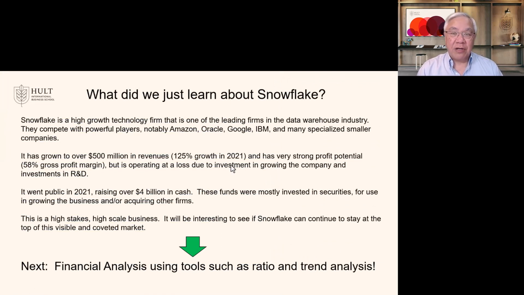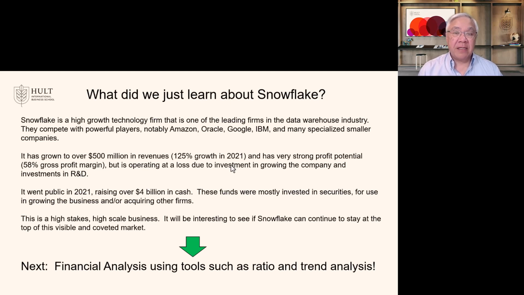What did we just learn about Snowflake? They're a high-growth tech firm, and as one of the leading firms in data warehousing, they compete with Amazon, Oracle, Google, IBM, and those are pretty formidable, and also some smaller companies. They're by no means the leader of the industry, but they're trying to be. It has grown to over $500 million in revenues, and that's over 125% in 2021. And they have strong profit potential, as evidenced by high gross margins already. But it's operating at a loss because of their costs of growing and their R&D expenditures.